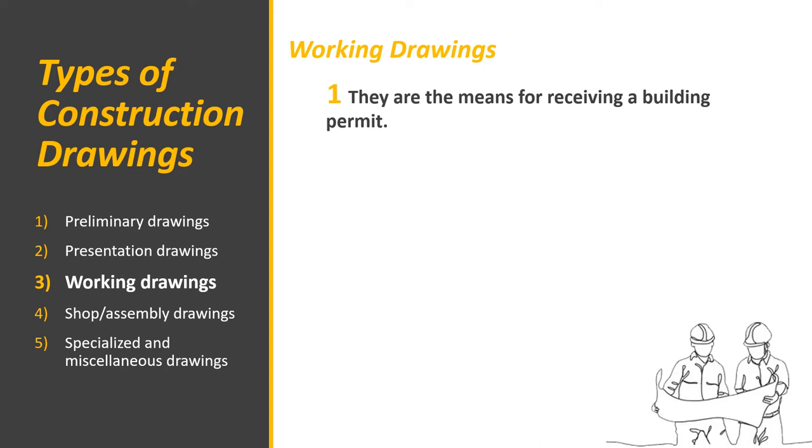So, first is they are the means for receiving a building permit. So, before construction starts, so the local building authority or city engineers, for example, they have to review your working drawings to ensure that they meet the required building codes. So, as I was saying, so aside from building codes, there are also electrical codes, plumbing codes, and fire codes. So, a building permit will be issued after the approval of your working drawings.